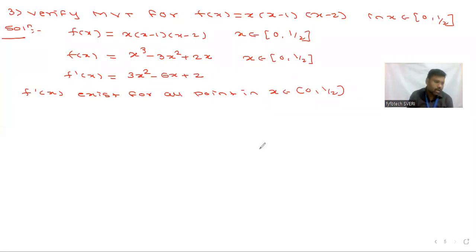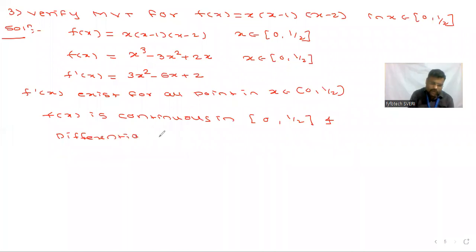So, what next? What can we say? f of x is continuous in the closed interval 0 to 1 by 2 and differentiable in 0 to 1 by 2.